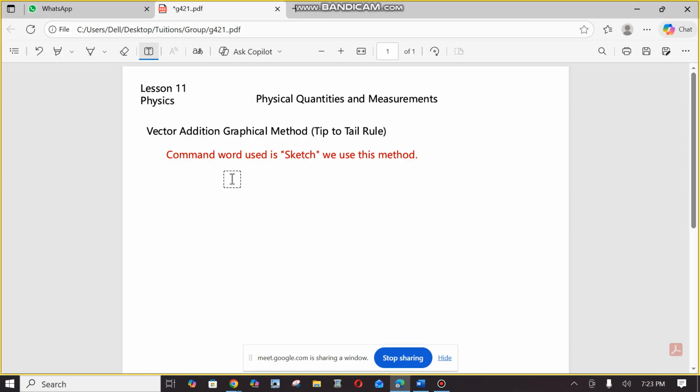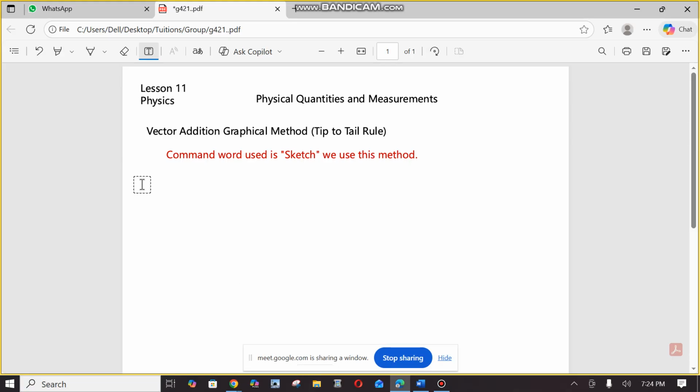Sometimes they can also say, find the resultant vector. So if they don't use the command word sketch or the command word calculate, we have a choice whether to use the mathematical method or the graphical method. And if we have a choice, I will always recommend that you go for the mathematical method because it doesn't involve sketching or scaling. You do not need to scale for the mathematical method.